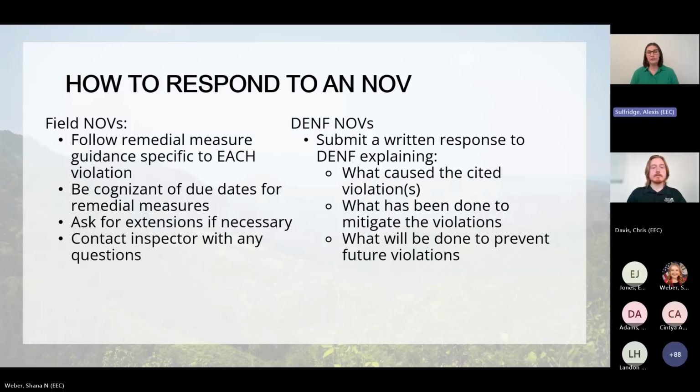And then if you have any specific questions about the remedial measures themselves, please contact your inspector. They'll know exactly what you're talking about. They will be able to clarify. So it's better to ask those clarifying questions early.